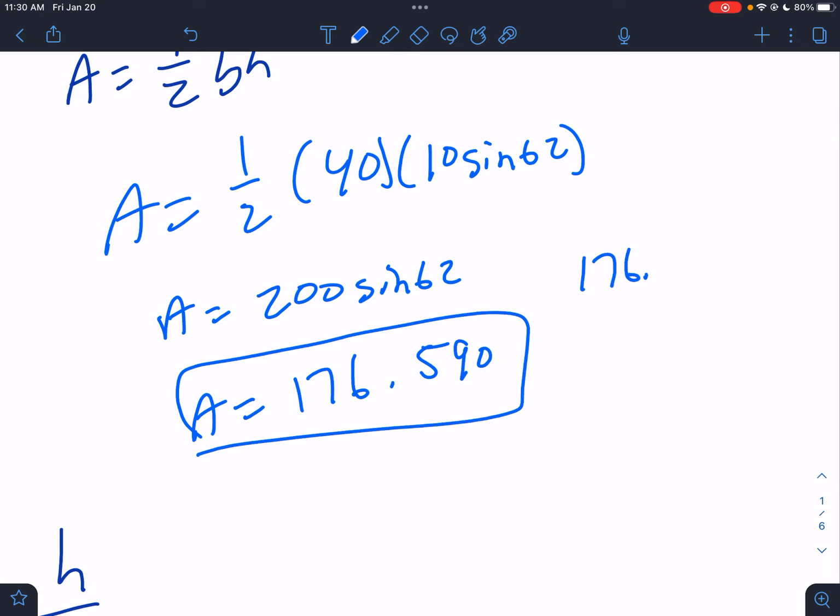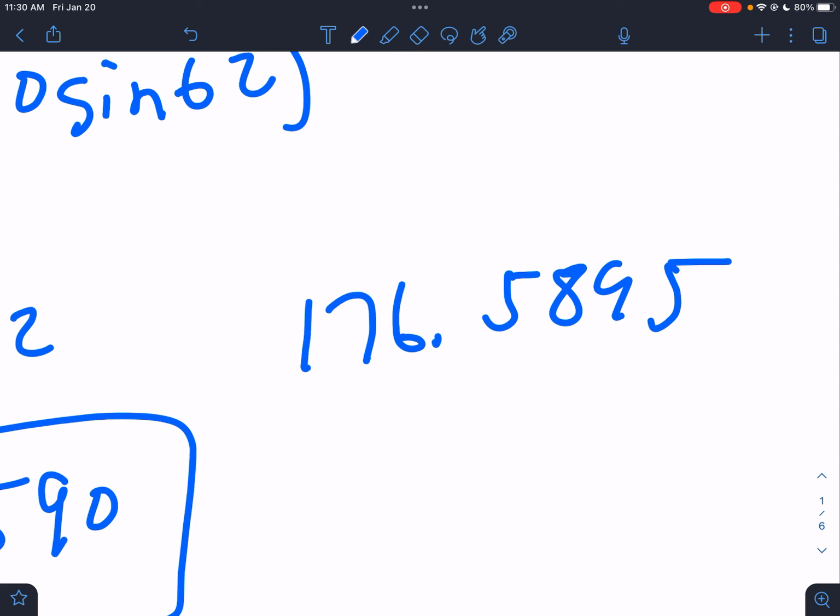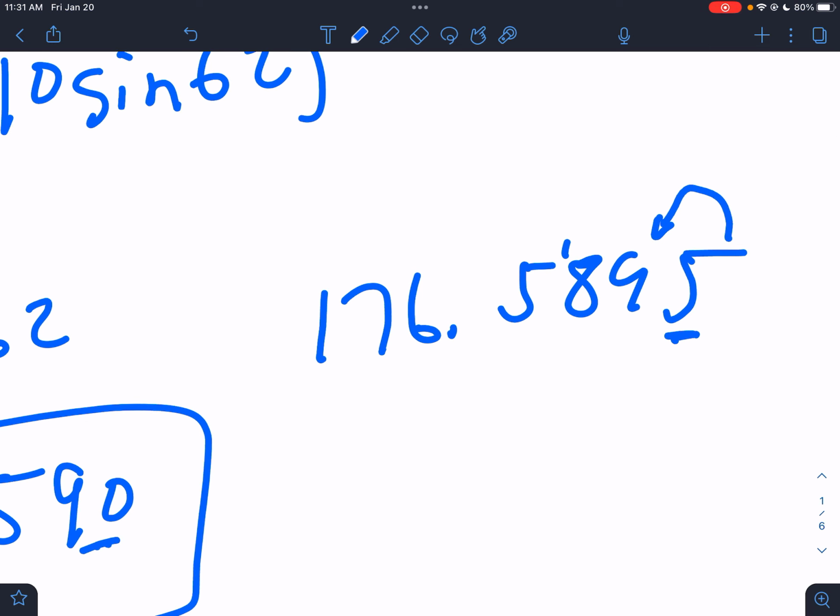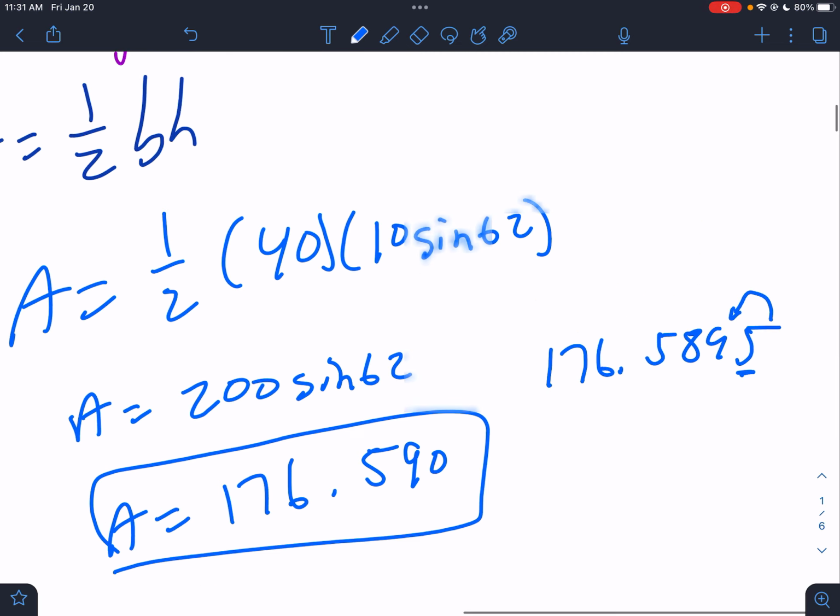It comes from 176.5895. Let's look. What does this 5 do to the 9? It bumps it up to 10, basically. Well, you can't write 10 there, so that 1 gets tacked on over here, and that's why it ends up going to 90. You can even think of it as 89 is being bumped up to 90. All right, but that's the answer.